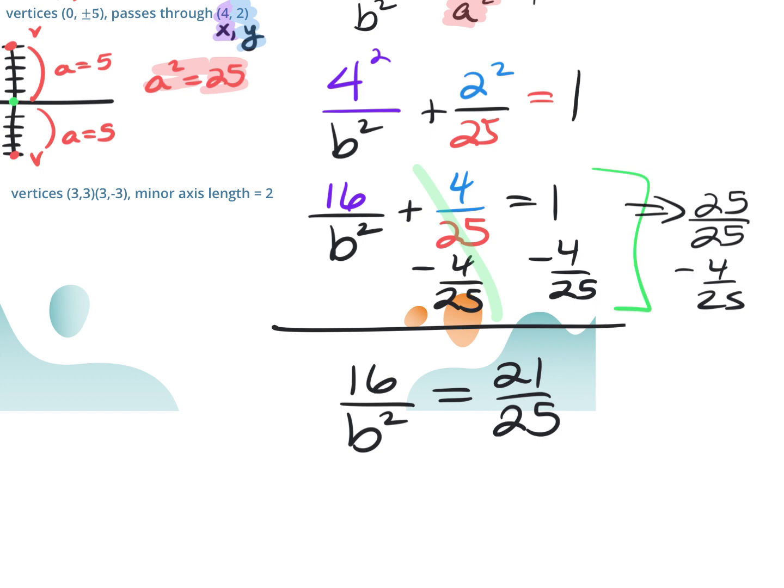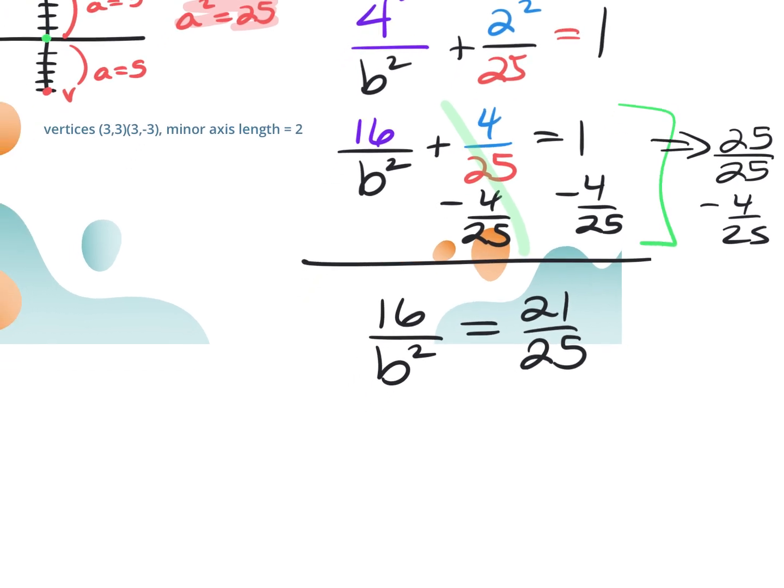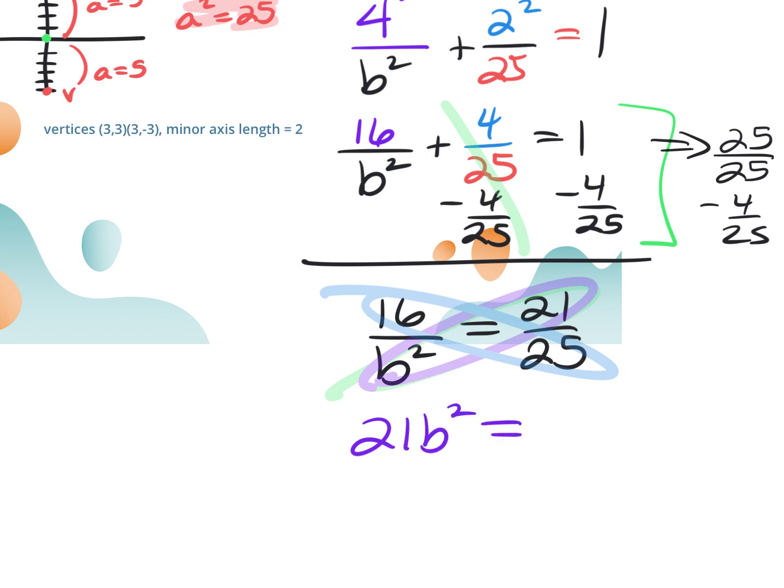I'm going to just solve this as a proportion, so I'm going to cross multiply. I'm going to do 21 times b squared, and then 16 times 25. Once I multiply diagonally, I get 21b squared equals 16 times 25, which is 400. Going to divide both sides by 21.